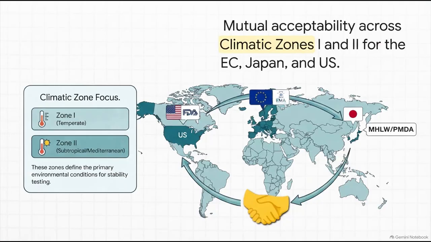Look, the world's a huge place with wildly varying weather, right? But regulatory scientists brilliantly simplified this by dividing the globe into 4 climatic zones based on mean kinetic temperatures. Now, this specific guideline addresses climatic zones I and II, which happen to cover the EC, Japan, and the US. By agreeing on the baseline temperatures and humidity for these specific zones, we achieve mutual acceptability, and that just means stability data generated in one region is instantly acceptable in the others. It's honestly an incredible achievement in global scientific cooperation.